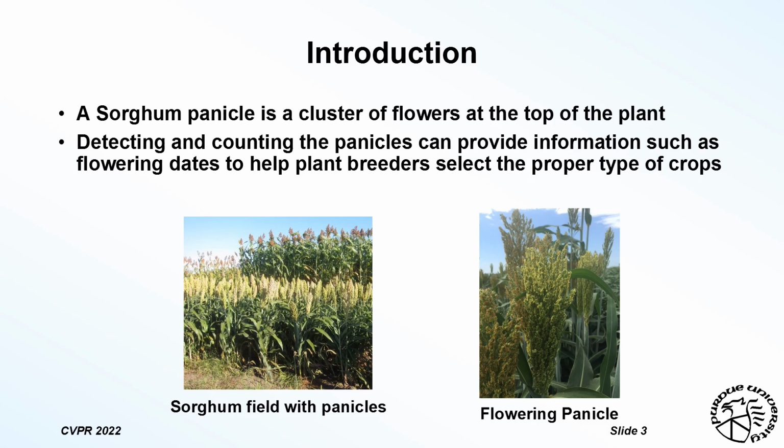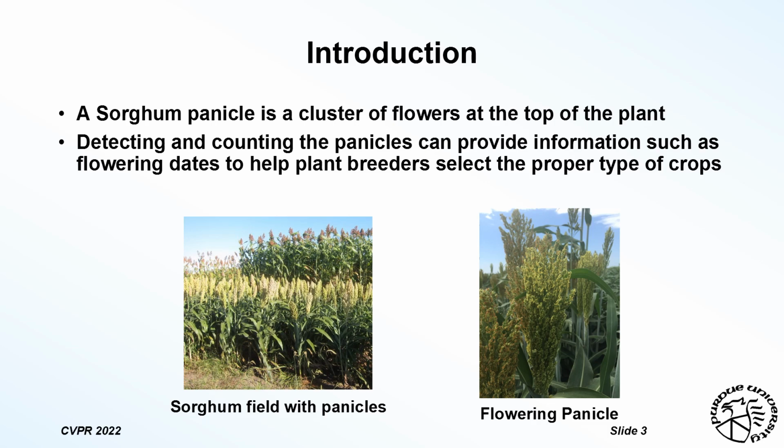A sorghum panicle is a cluster of flowers at the top of the plants. The panicle, or the head of the sorghum, is one of the most important features of the plants that relate to the grain yield, plant growth, and management. Detecting and counting the panicles can provide information such as the flowering date, so plant breeders can select the proper types of crops.